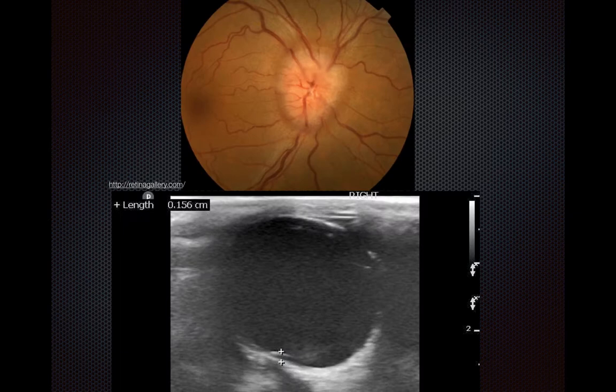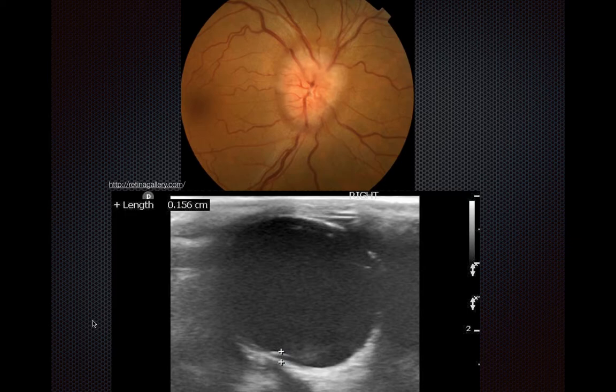So this is just a look at what ophthalmologists can see on their really fancy cameras, taking a picture of papilledema in the back of the eye. And here is a picture of the ultrasound I took of this patient. The question is, how good is bedside ultrasonography at detecting papilledema?